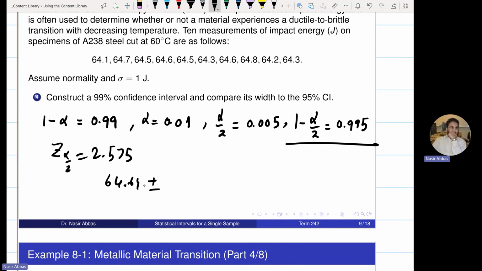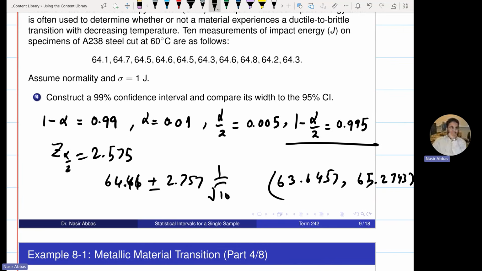64.46 plus minus 2.575 times 1 over root of 10. And the interval is 63.6457 up to 65.2743. The question says, is it wider than the 95% interval or narrower than the 95% interval?